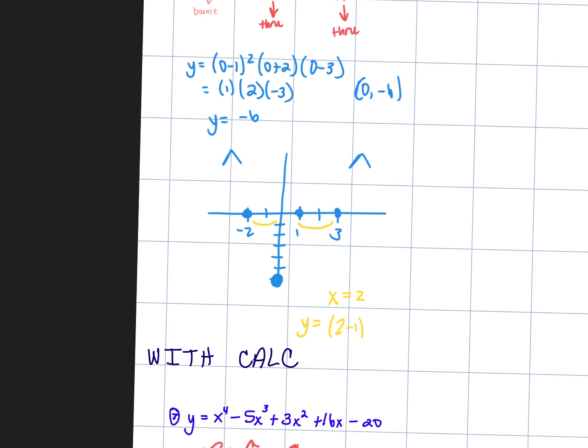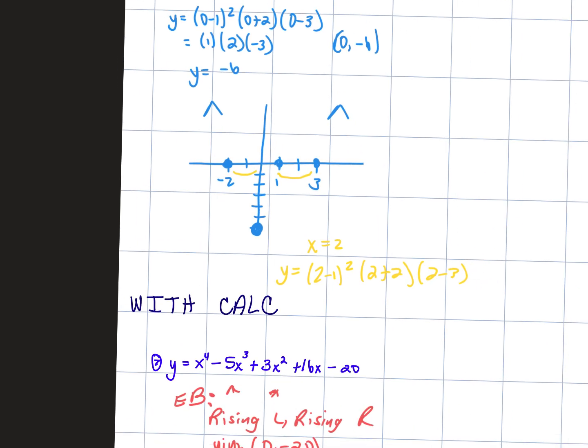So I have 2 minus 1 squared, 2 plus 2, and 2 minus 3. So 2 minus 1 is 1. 1 squared is 1. 2 plus 2 is 4. 2 minus 3 is negative 1. So what is one of my additional points? Plugged in 2, got out what? What's 1 times 4 times negative 1? Negative 4, okay? So I'm going to put that on my graph. 2, 1, 2, 3, so about there.